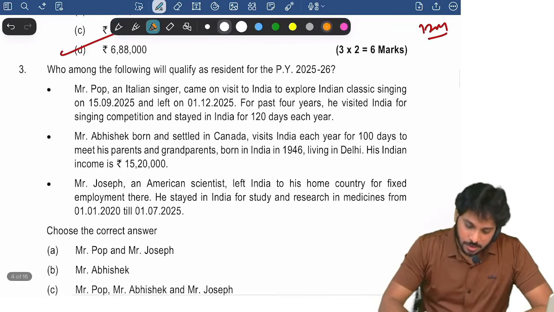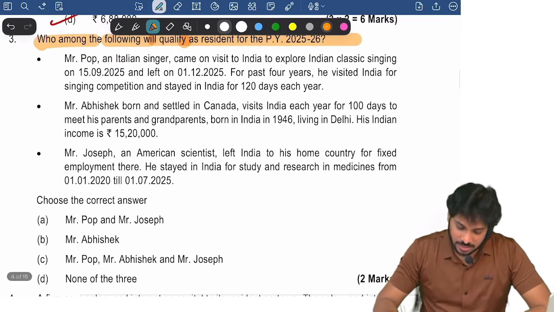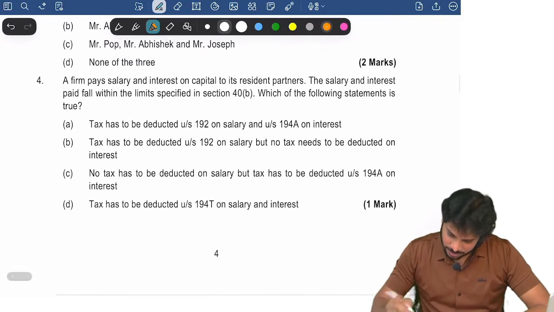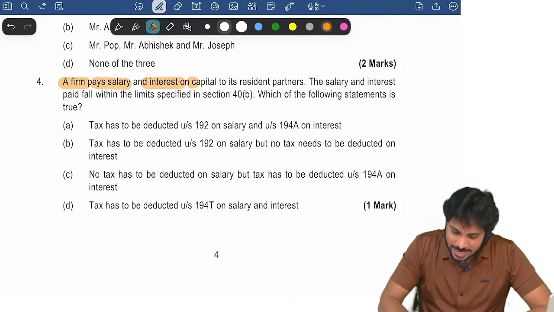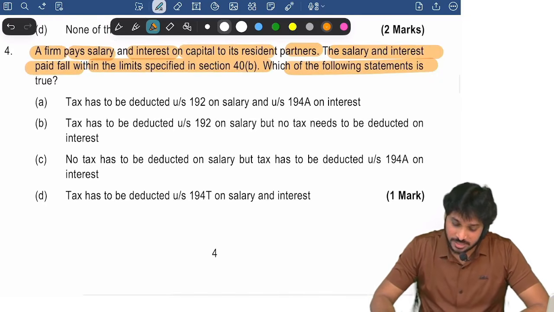Next. Who among the following will qualify as a resident in the previous year? So 2 marks. Again, this is a separate one. Let me solve the fourth one. A firm pays salary and interest on capital to a resident partner. The salary and interest paid fall within the limits under 40B. Which of the following statements is true?